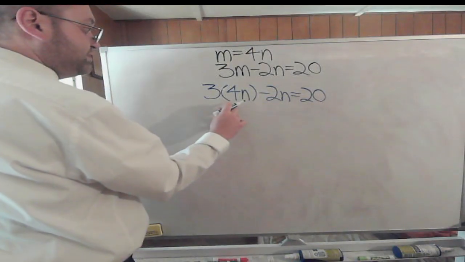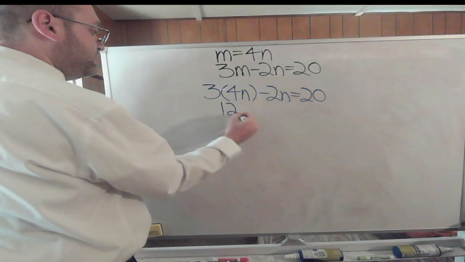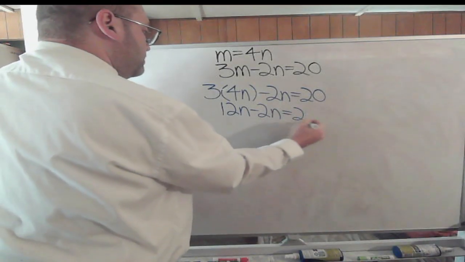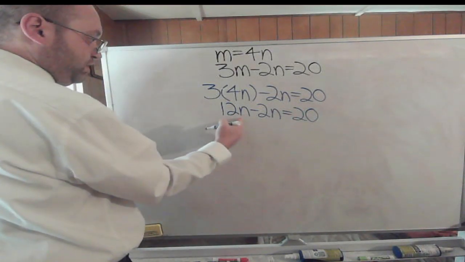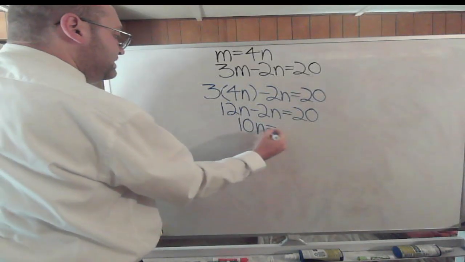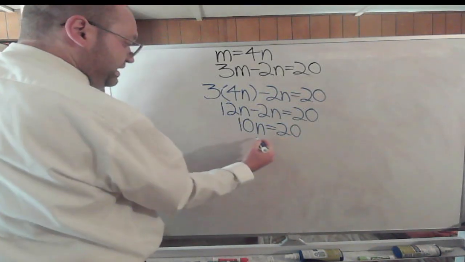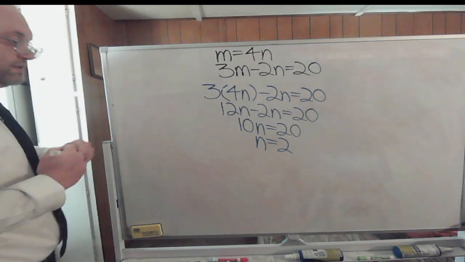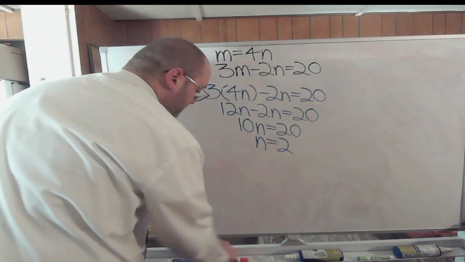So 3 times 4n, that's 12n. You'll have 12n minus 2n equals 20. 12n minus 2n, that's 10n. That'll give you 10n equals 20, which means n has to equal 2. So your n coordinate of the point of intersection is 2.